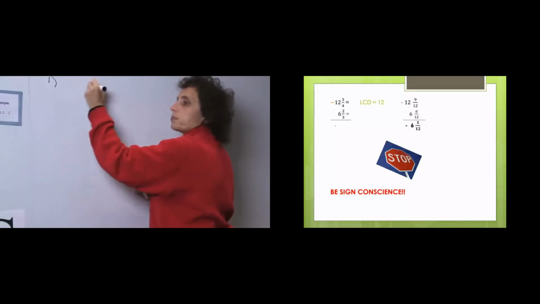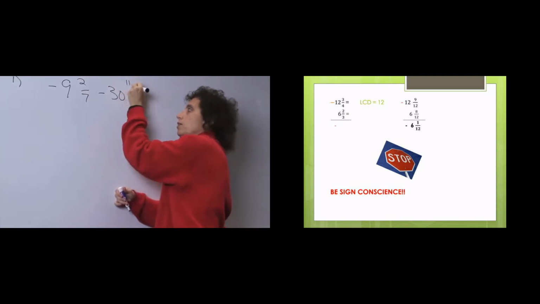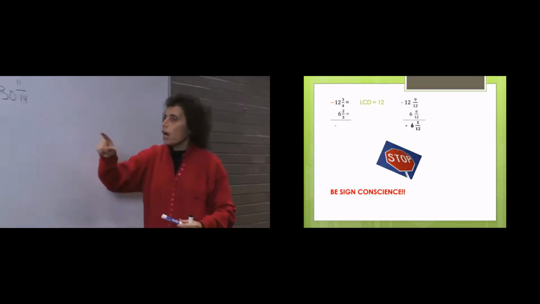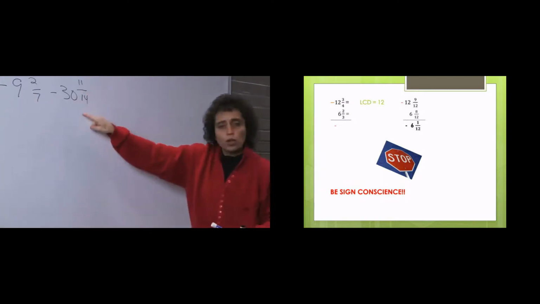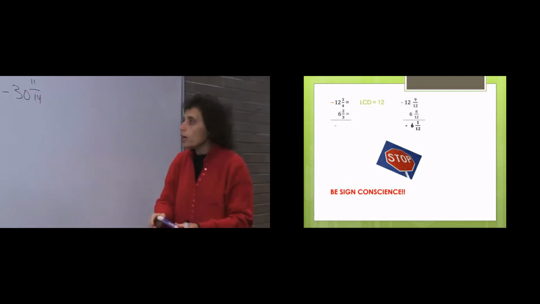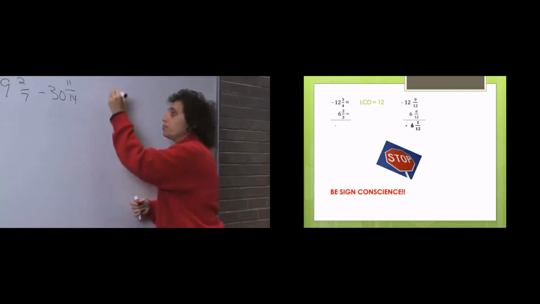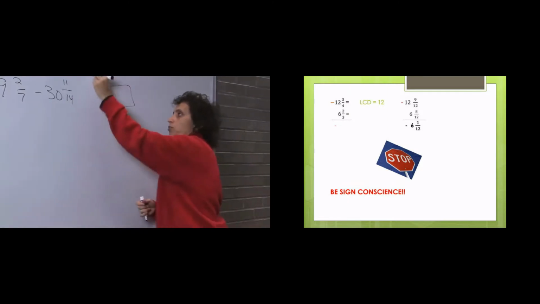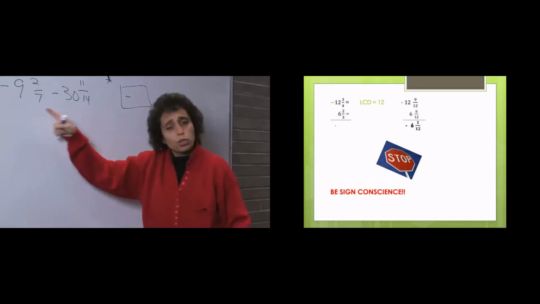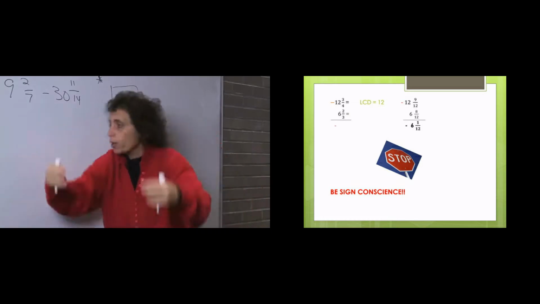Number 1, negative 9 2/7 minus 30 11/14. All right, here we go. I owe you 9 2/7 and I owe you 30 11/14. If I owe you and I owe you, I have to owe you. I know, it's just the way it is. So this answer we know is going to be negative. I'm going to put that there so I know it's going to be negative. I also know I'm going to add these together, because if I owe you and I owe you even more, I have to add these.